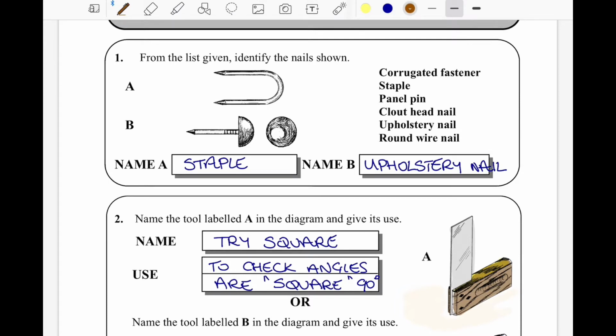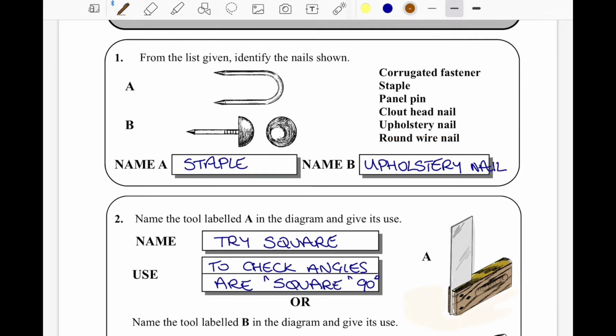I said to myself, right, how would I figure this out? And really, apart from checking your book, you would need to know off by heart what each one of those items is. Now, A is a staple and B is an upholstery nail, okay? A round wire nail is literally a round wire nail. Okay, upholstery nail.